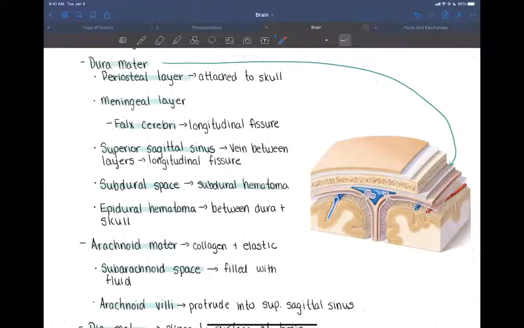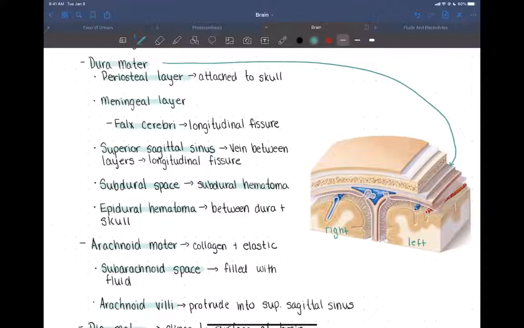So it's going to be the layer that's attached to the skull, right? That would be this layer here that's touching the skull. And then you have the meningeal layer, which is just deep to that, all right? So the meningeal layer, we can see here in this tan color, and it extends down between the hemispheres of the brain. What we're looking at here is our left and our right sides or hemispheres of the brain.